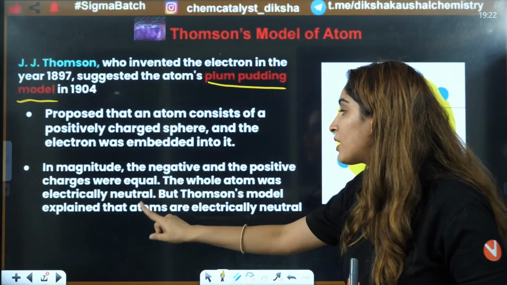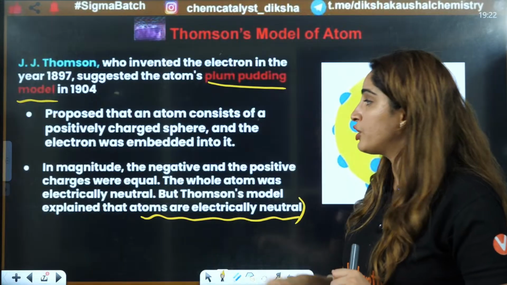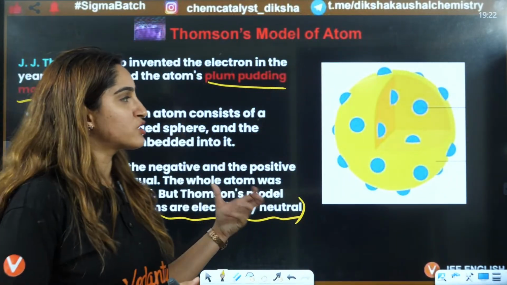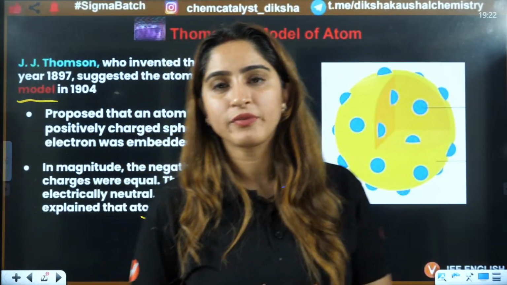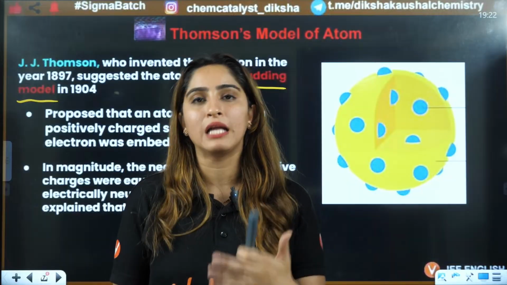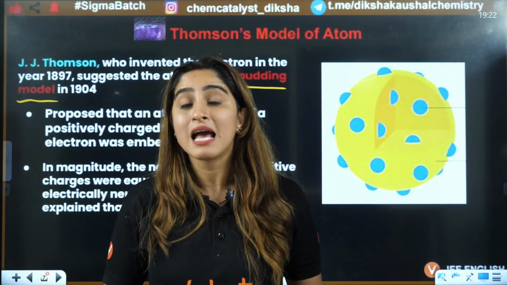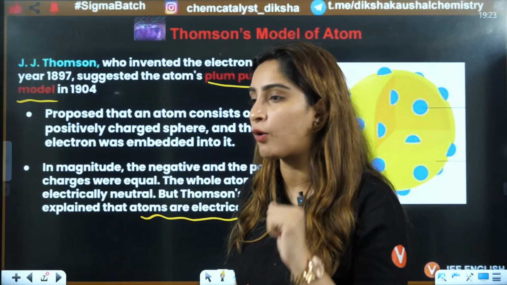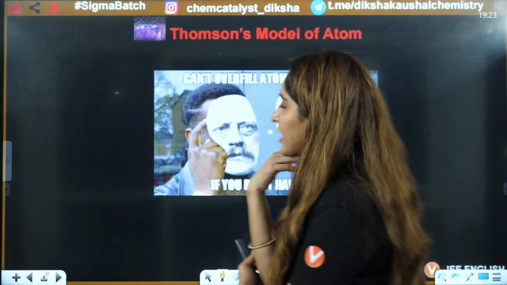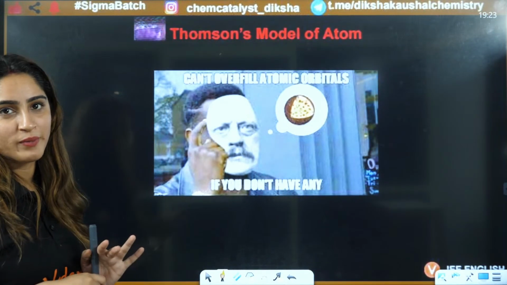The Thomson model explained that atoms are electrically neutral. But after that, many experiments were done that went against the Thomson model, so it was ruled out. Now, in the Thomson model, you can see, you can't overfill atomic orbitals.